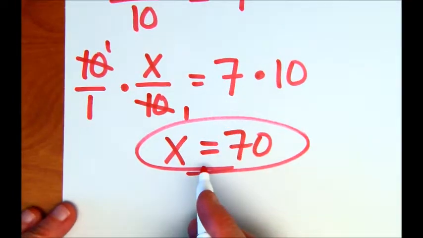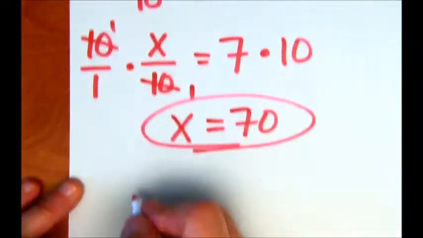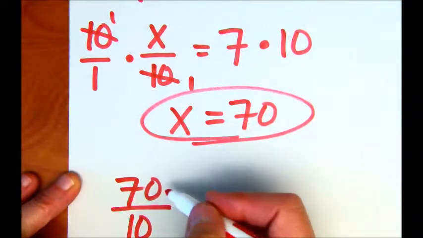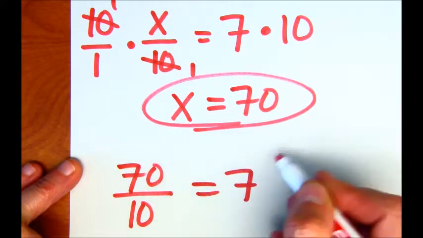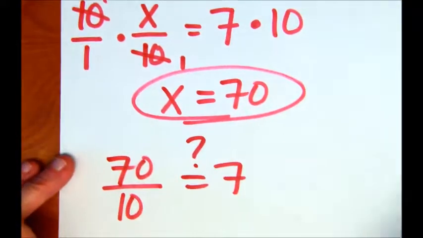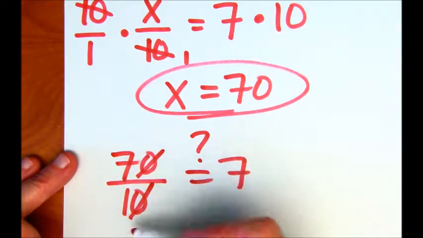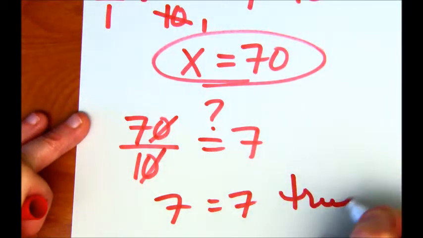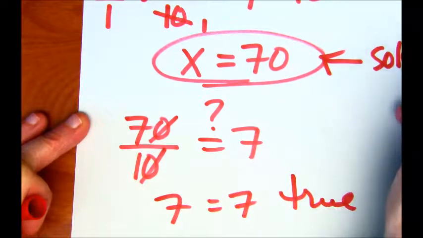Let's check our work just to make sure. So we're going to plug in 70 for x, so it's going to look like this, which is basically saying 70 divided by 10. Does that equal 7? Well, if I can cancel that way, and 7 divided by 1 is going to give me 7. So 7 equals 7. This is true, so this is the solution.